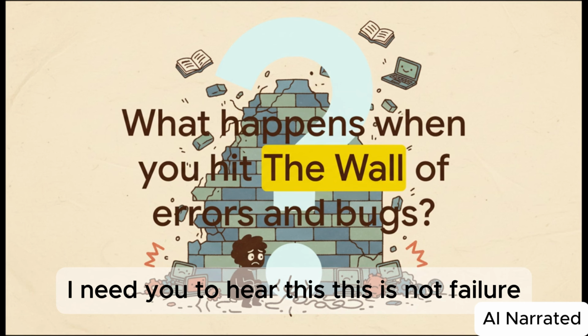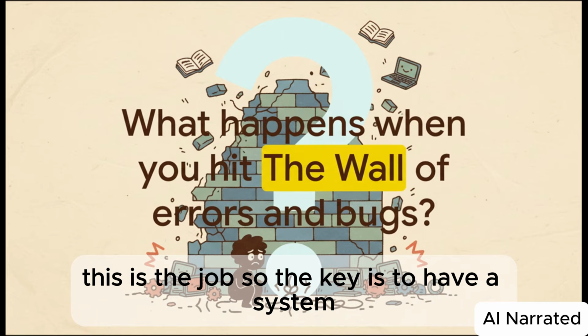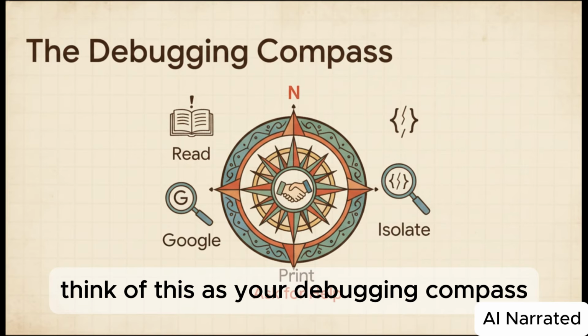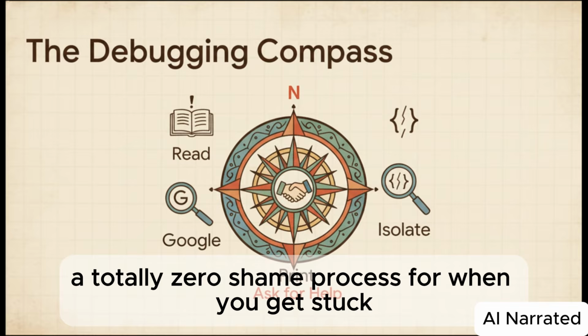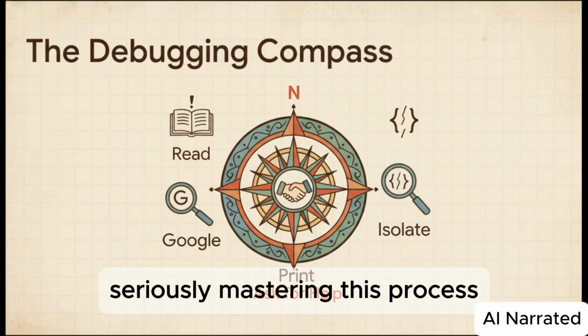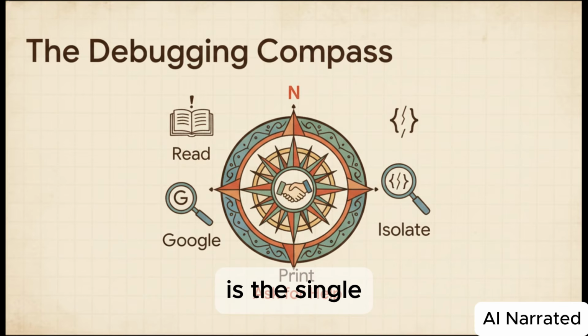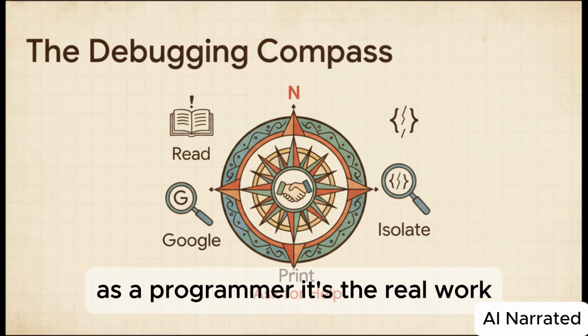I need you to hear this. This is not failure. This is the job. So the key is to have a system. Think of this as your debugging compass, a totally zero-shame process for when you get stuck. Seriously, mastering this process, learning how to methodically get yourself unstuck, is the single most important skill you will ever develop as a programmer.